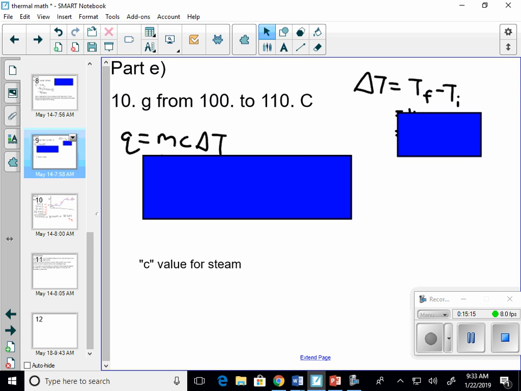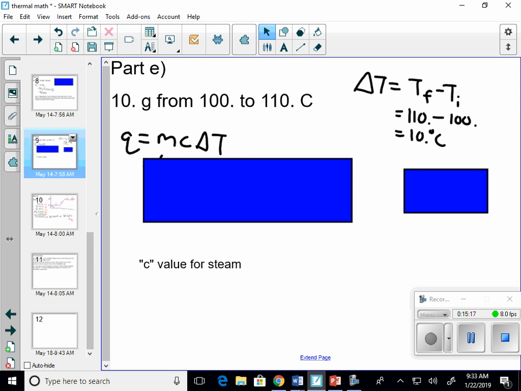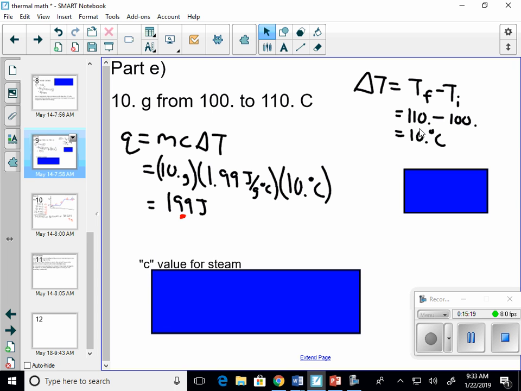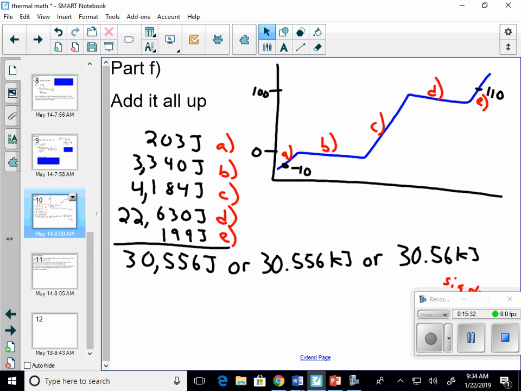And our change in temperature should have been 10 degrees. I have 199 joules as my answer there. Very last step of this problem. As you can see on this slide, I'm showing how much I solved for in each part. In order to figure out the total amount of energy needed to make this happen from -10 all the way to 110, we add it all up.